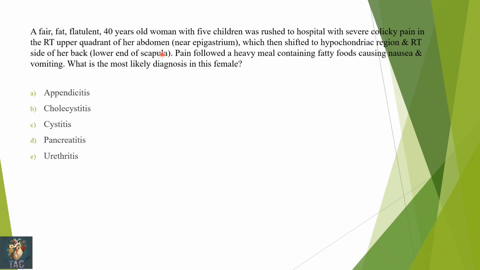So look at the scenario, that is fair, fat, flatulent, 40 and fertile. 5F are typical diagnosis of the cholecystitis. So these features and then the symptoms, they are giving a clue that this is the patient of the cholecystitis and this is the diagnosis.